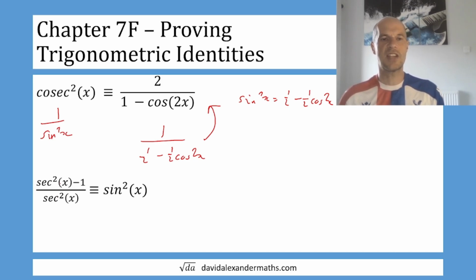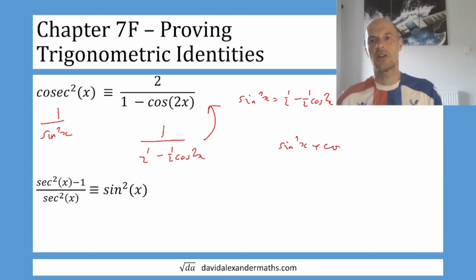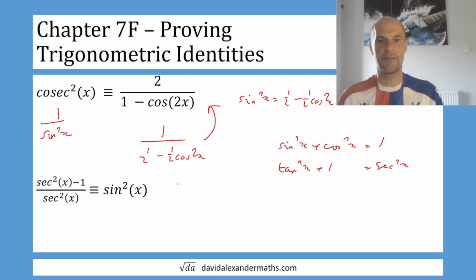Now, when I see a sec squared minus 1, that makes me think of one of the trig identities. So we know that sine squared x plus cos squared x equals 1. If I divide through by cos squared, that will give me tan squared x plus 1 equals sec squared x. So sec squared x is tan squared x plus 1.